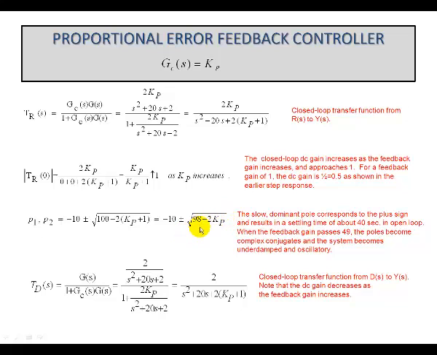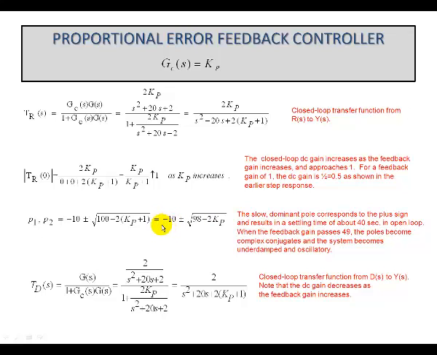The first thing to notice is that when Kp is 0, for the open loop case, we have a pole at minus 19.9 for the minus sign. And for the plus sign, we have a pole at minus 0.1.